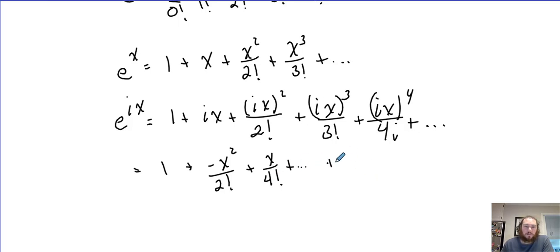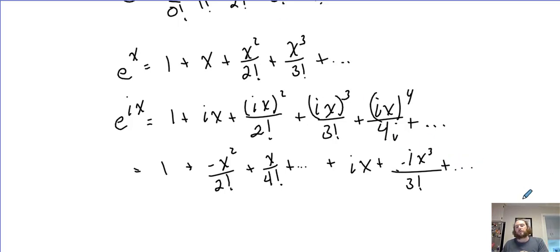And then the imaginary component also happens. So I have i times x, plus i cubed is equal to negative i, so this is negative i x cubed over 3 factorial, right? And then i to the 5th would be i, and so on and so on. And that would go on forever. Okay?